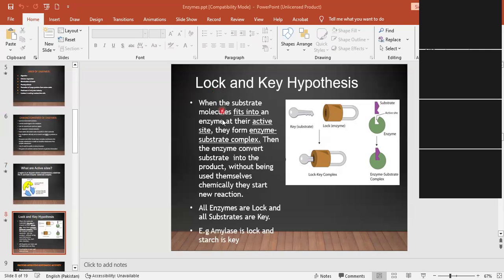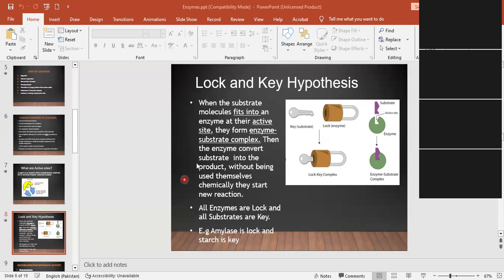ठीक है? तो इसका स्टेटमेंट क्या है? ये जो फर्स्ट आपको पॉइंट नजर आ रहा है ना, ये एग्जैक्ट स्टेटमेंट है. Explain lock and key hypothesis, you can write this down. ठीक है? Describe lock and key hypothesis, you can write this down. State lock and key hypothesis, you can write this down.